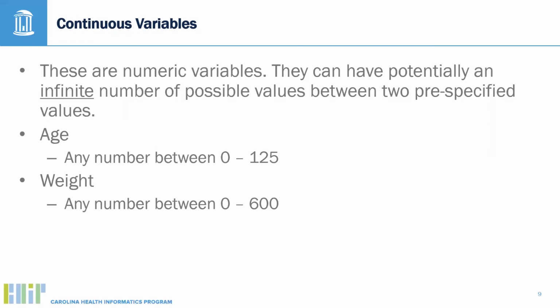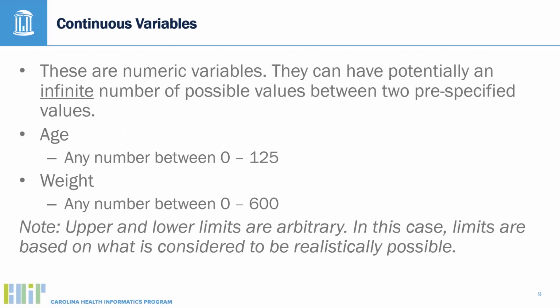A data set may record a person's weight as a number in pounds anywhere between 0 and 600. Although each has a different range of values, they could potentially take on an infinite number of values. Where the upper and lower limit is defined is arbitrary, or in many cases up to expert determination. In this case, usually the limit or range is determined based off what is realistically feasible.